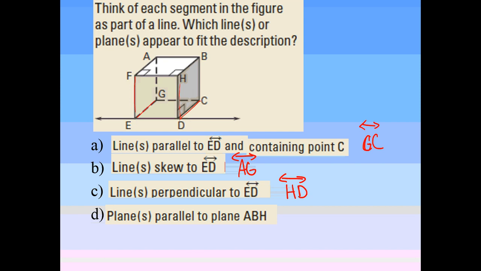Planes parallel to plane ABH. So ABH would be the top of the box. Parallel to ABH would be the bottom of the box. So we could say plane GCD.